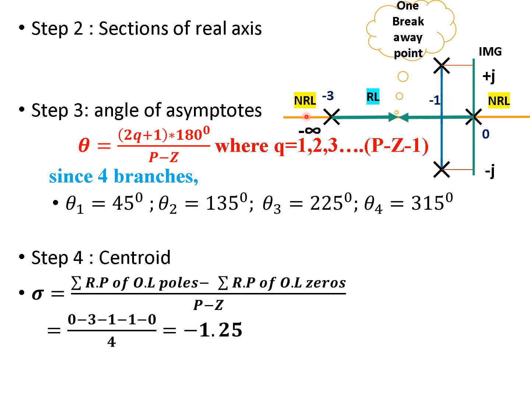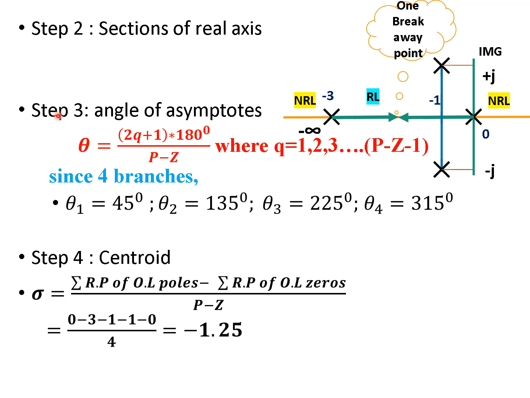If I keep the cursor at this point, towards the right side there are only two poles after neglecting the complex conjugate, that is the pole at minus 3 and the pole at 0. So there will be no root locus from minus 3 to minus infinity.